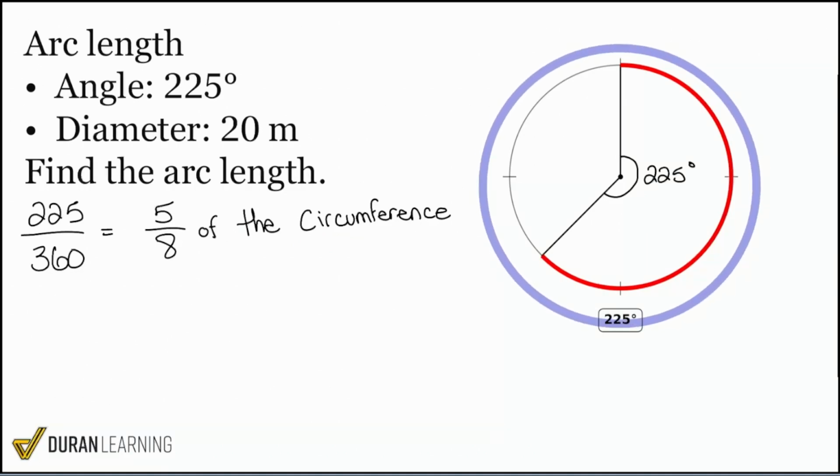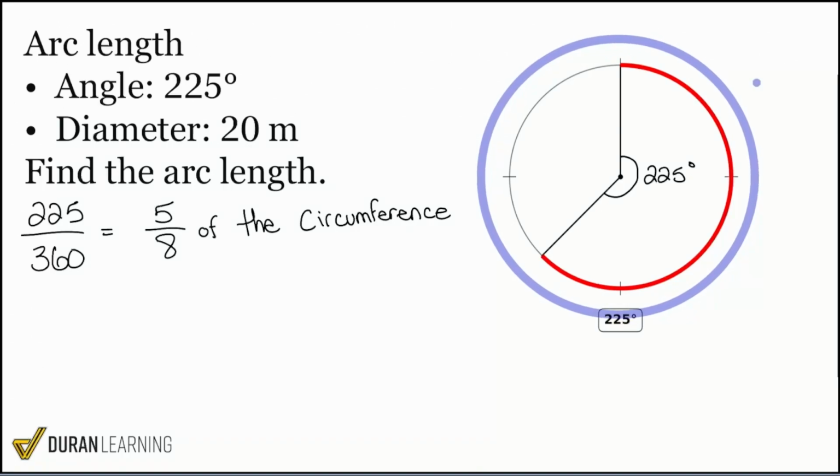Let me go ahead and do it like that. I think that's pretty cool. So I got to calculate the entire thing and then take a fraction of that. Because think about it like this. If the circumference was 8, 5/8 of that would just be 5. That's all it is.